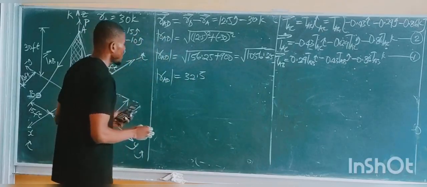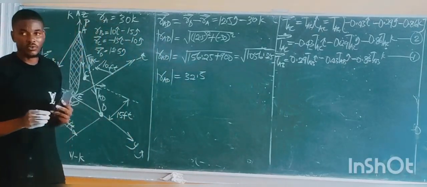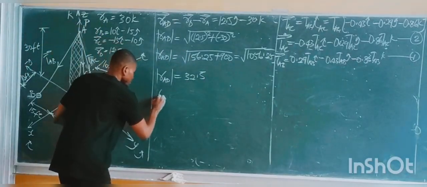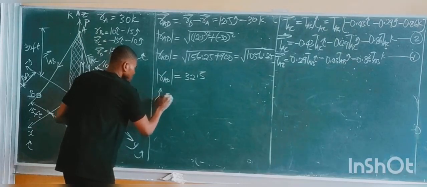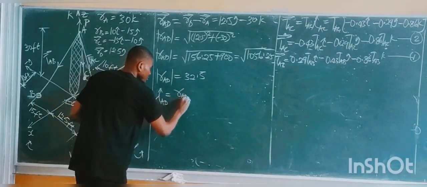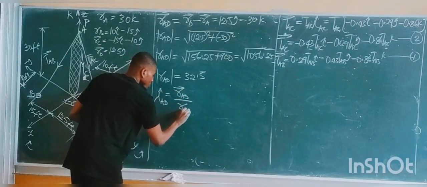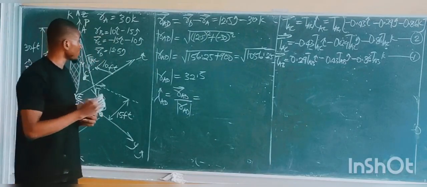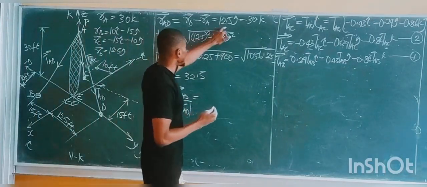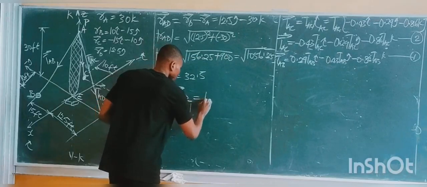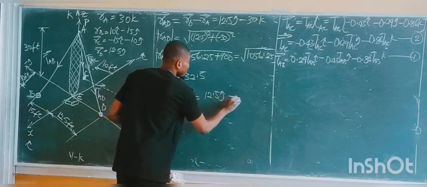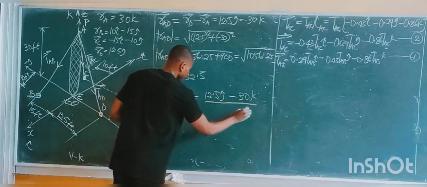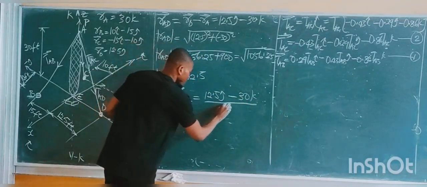The square root of that value, the RAD magnitude, is simply 32.5. After obtaining the magnitude, the next thing to do is to obtain the unit vector. So lambda AD is the position vector of AD all over the magnitude of the position vector of AD, and that's equal to 12.5J minus 30K all over the magnitude, which is 32.5.